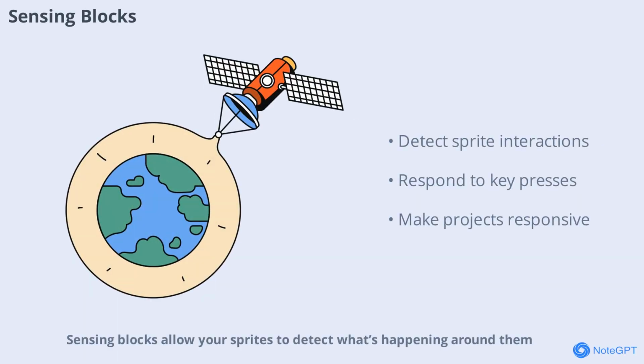Sensing blocks allow your sprites to detect what's happening around them. They can sense if they're touching another sprite, the edge of the stage, or even if a key is pressed. This makes your projects interactive and responsive to the environment. Sensing blocks are great for creating games where characters need to react to player actions or other objects. Try using sensing blocks to add more depth and interaction to your Scratch creation.